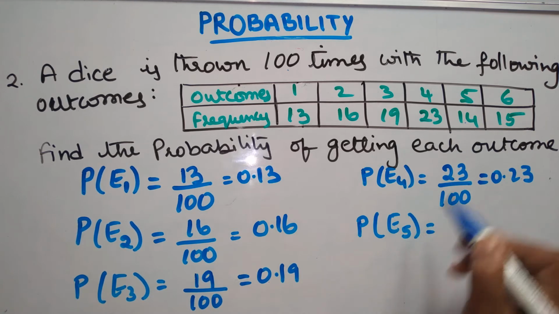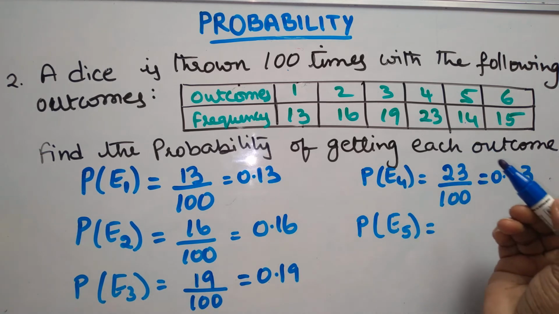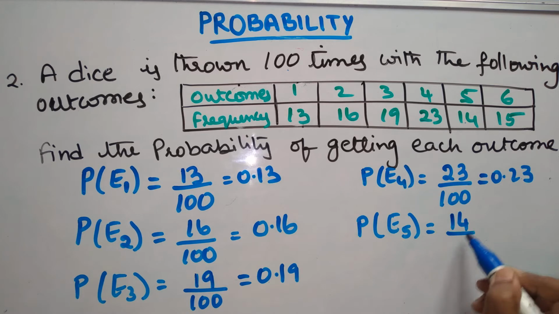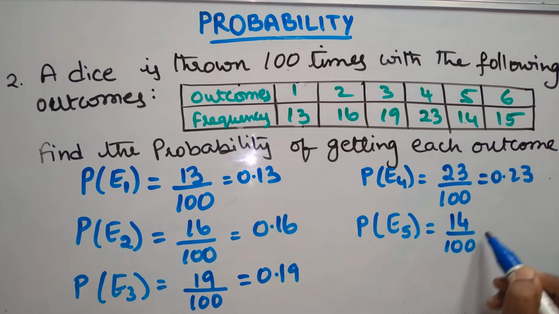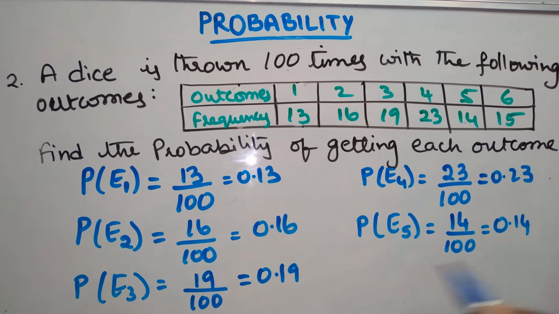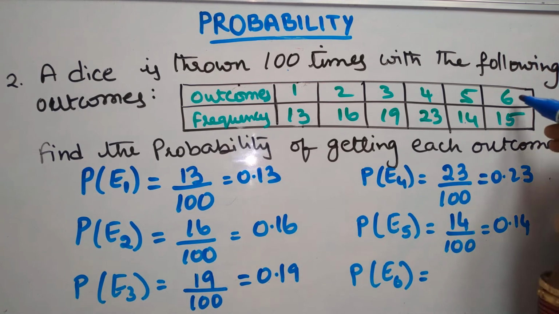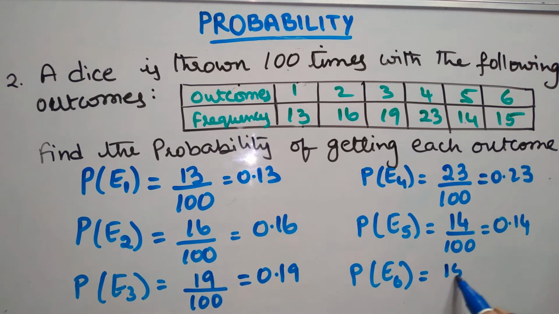Then probability of E5. E5 is nothing but occurrence of 5. How many times did 5 occur? 14 times. By total number of times 100. That is 0.14. P of E6. Probability of occurrence of 6. How many times did 6 occur? 15 by total number of times 100. That equals 0.15. That's it. Understood? Let us go for the next problem.